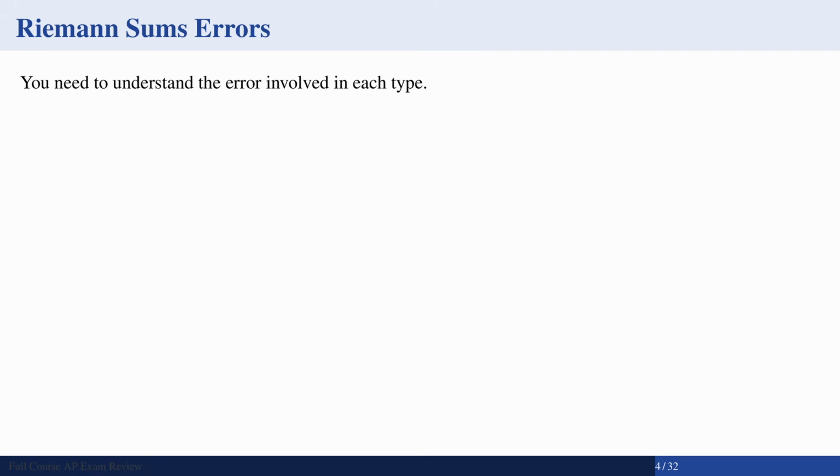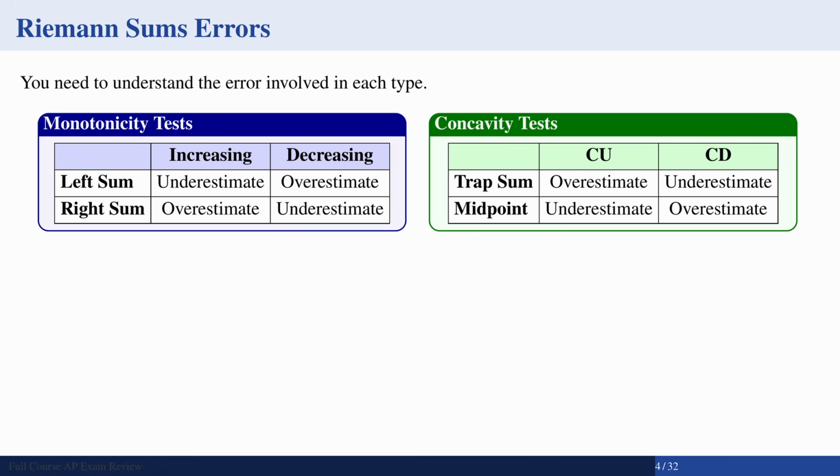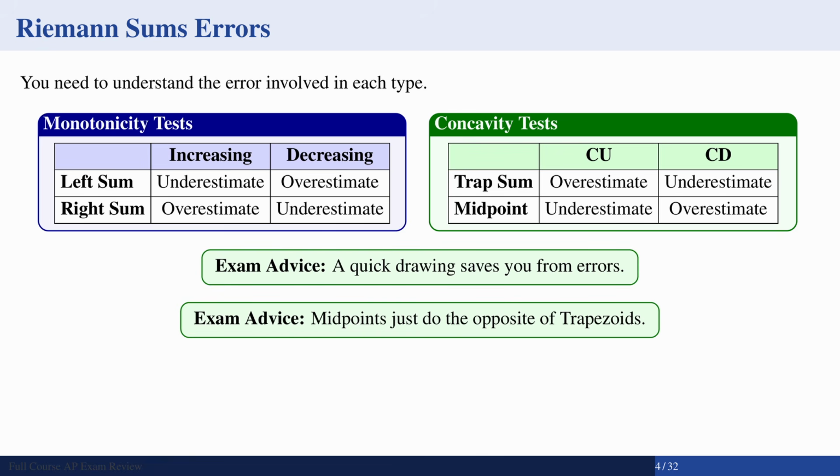What I'm going to do now is go back, and I just typed it on the slide as well. So when you're looking for increasing and decreasing, another way of saying that is monotonicity. So a left sum will underestimate an increasing function. It will overestimate a decreasing function. I don't think I need to read all these, but I'm going to. A right sum overestimates increasing, underestimates decreasing. For concavity, trapezoidal sum will overestimate if you're concave up and underestimate if you're concave down, and the midpoints do the exact opposite of trapezoids. I would say always draw something. That's going to just prevent you from ever getting this wrong. And for midpoints, the only way that I remember them is that they're just doing the opposite of trapezoids.